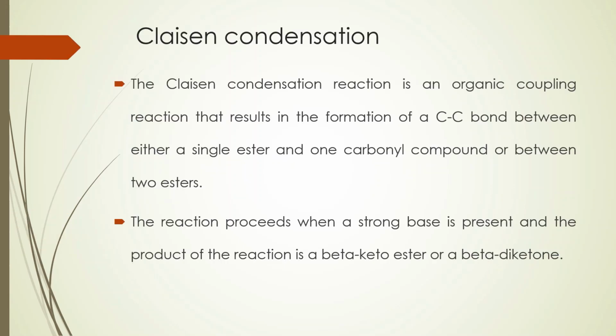Claisen condensation reaction is an organic coupling reaction that results in the formation of a C-C bond, that is a carbon-carbon bond, between either a single ester and one carbonyl compound or between two esters. Basically, the Claisen condensation reaction is a reaction between two ester molecules to form a beta-keto ester. The reaction proceeds when a strong base is present and the product of the reaction is a beta-keto ester or a beta-diketone.